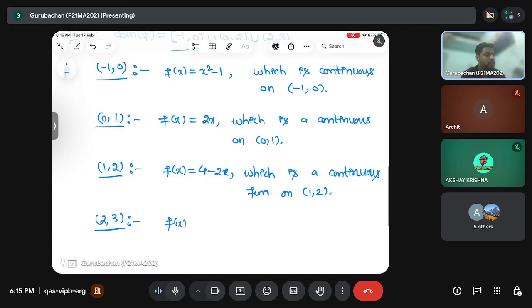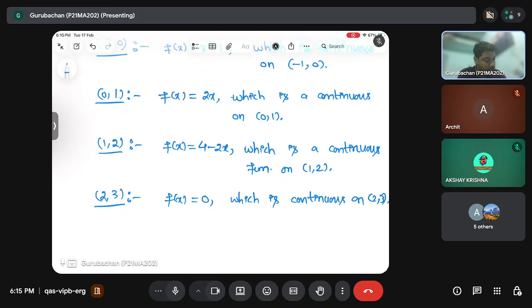In 2 to 3 the function is 0, which is continuous on 2 to 3. Now what are the points left in the domain? I am talking about the domain. x equal to minus 1, x equal to 0. Will 0 be included? No, sir. 0 is not a point of the domain, so we will not take care of it.